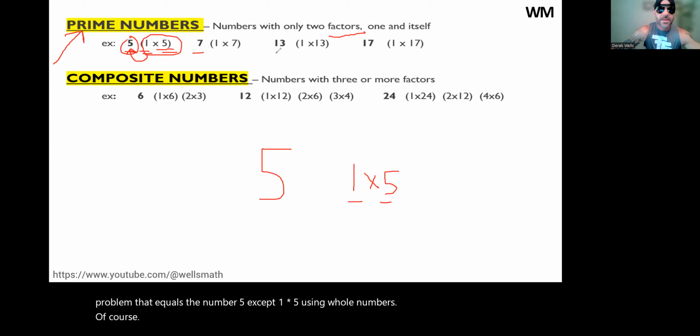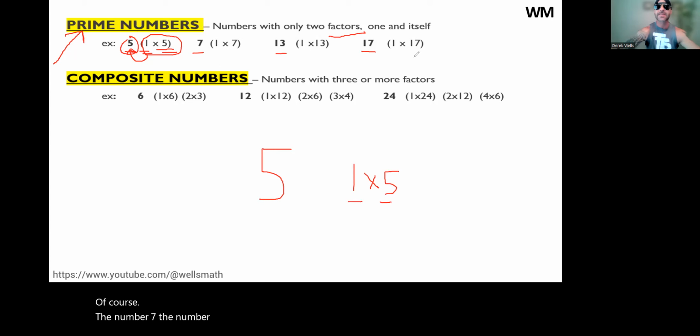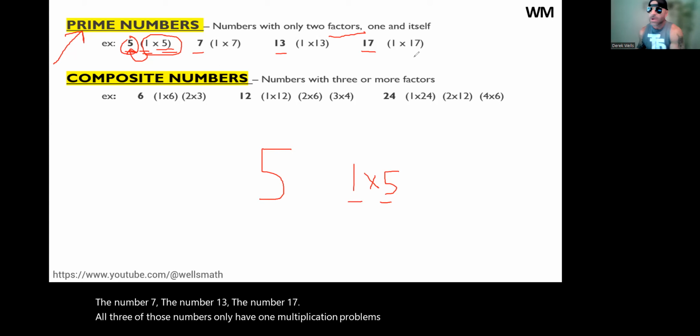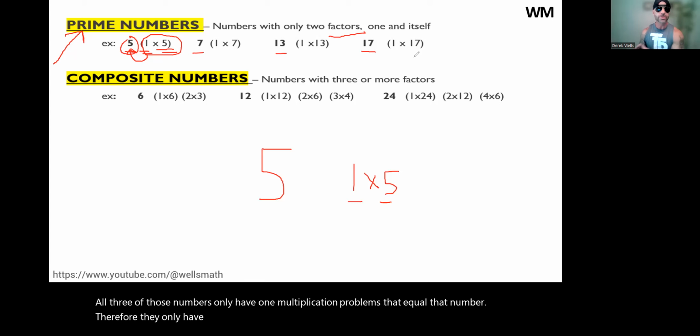The number 7, the number 13, the number 17, all three of those numbers only have one multiplication problem that equals that number. Therefore, they only have two factors, one and themselves.